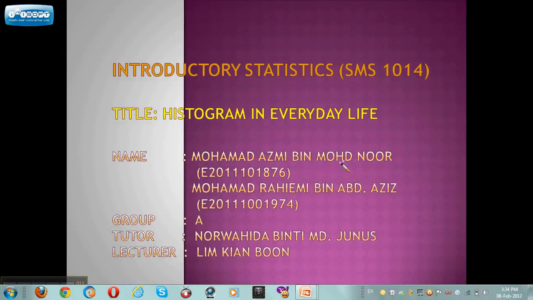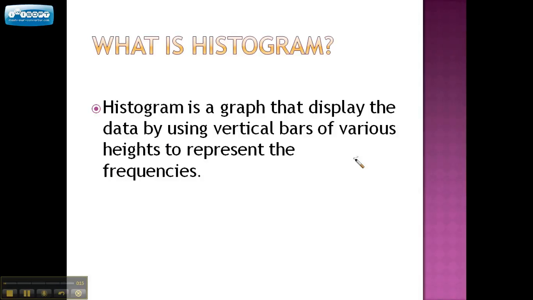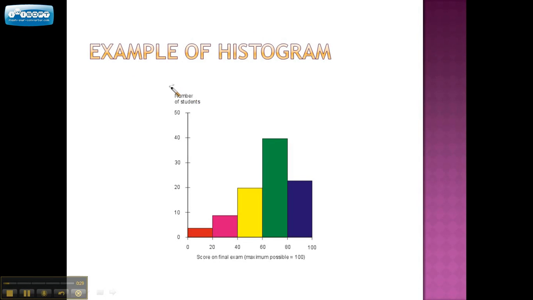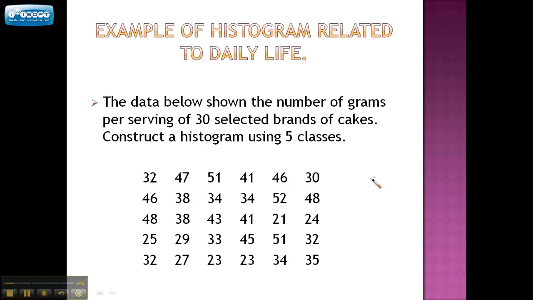Okay, the title is Histogram in Everyday Life. What is a histogram? A histogram is a graph that displays data by using vertical bars of various heights to represent the frequency. Okay, this is the example of a histogram. You can see the x-axis and the y-axis, and these are the bars, the example of a histogram.